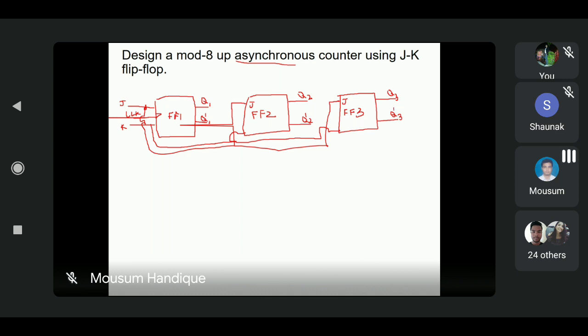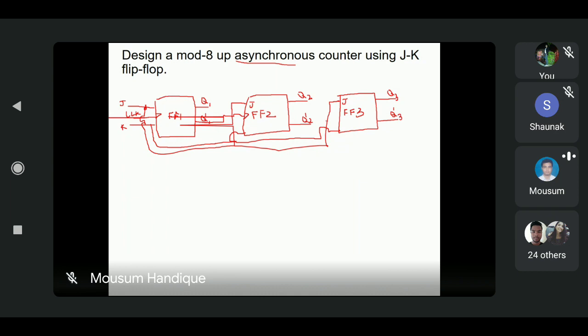Now see here, in this particular asynchronous counter, we are using an up counter because here it is specifically mentioned mod 8 up counter. So you can check the condition. If we are using the up counter, what happens? Q bar is connected to the next flip-flop as the clock pulse. So Q bar we are directly connecting to this one.